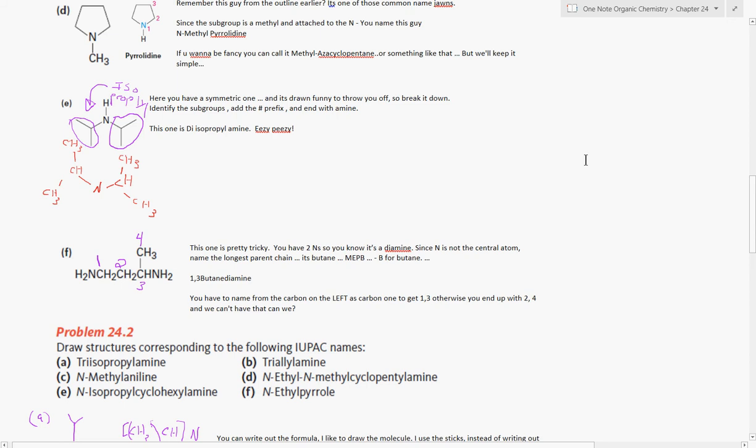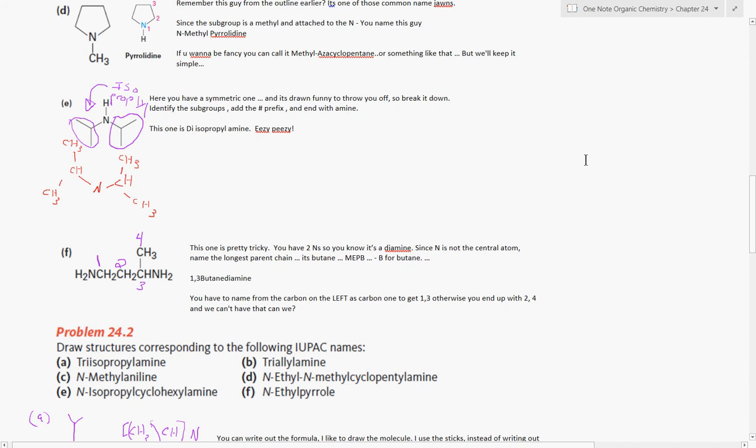And E. If you have a symmetric one, this one is symmetric and it's shown a little funny to throw you off, so you just break it down. Find your N and go from there. So identify the subgroups attached to it, add the number prefix, and end with amine. So here you have a nitrogen. There's 2 isopropyl groups attached to it that I circled in purple. And this one is diisopropylamine, because there's 2 isopropyl groups attached to the amino.